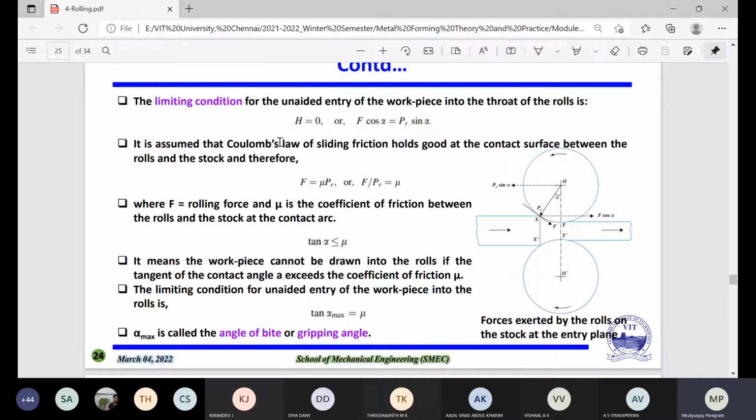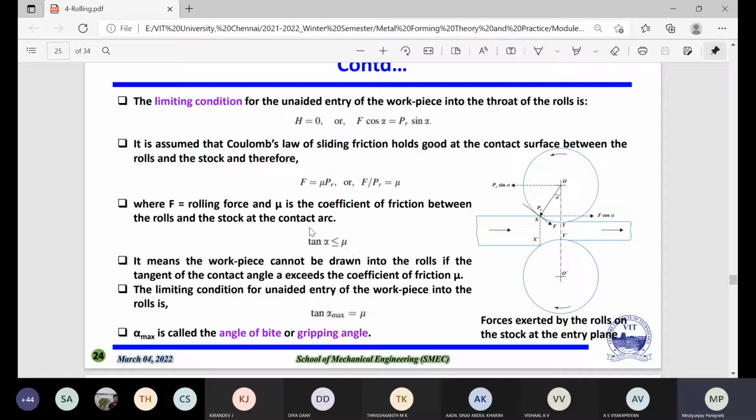Now, if we follow Coulomb's law of sliding friction, we have the equation F equals mu PR, where F is the friction force, mu is the coefficient of friction, and PR is the rolling force. So F by PR equals mu. Now we have to understand that if the workpiece cannot be drawn into the rolls, then tan alpha is less than or equal to mu.